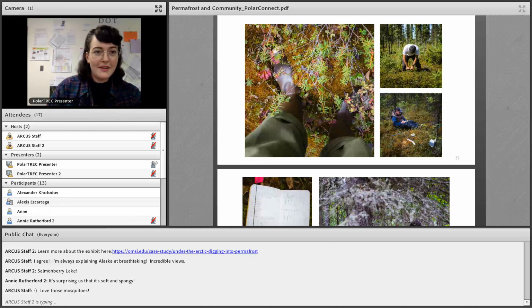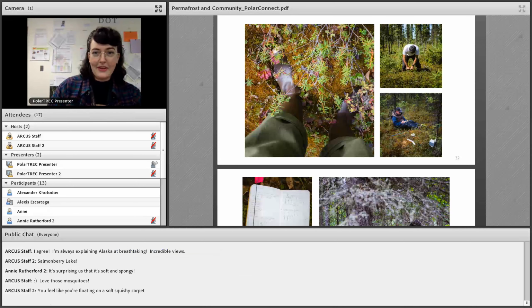There's so many of them. And they weren't even that bad comparatively when we were out there, but they're everywhere.